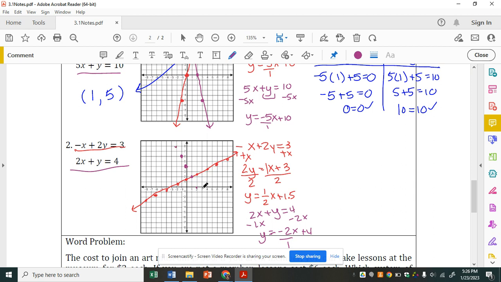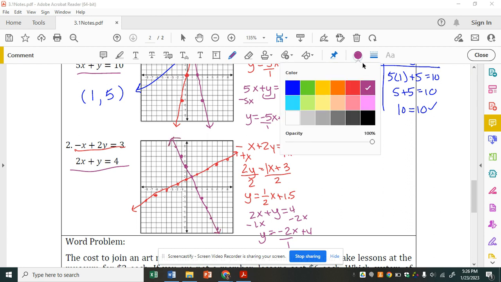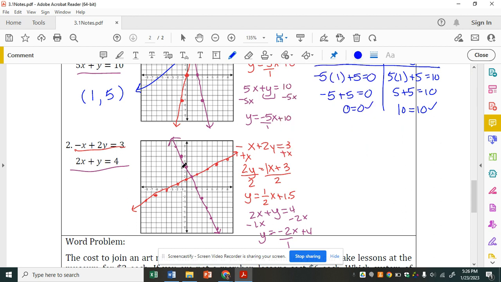Okay, and again, I would suggest probably using a ruler on these, just so you have those nice straight lines. You're not missing that point of intersection. Again, I know that mine look kind of rough here. Okay, but you guys can clearly see that's where my lines are going to intersect right here. So that is at the point 1 for x and 2 for y. 1, 2. Okay, I'm going to check that.